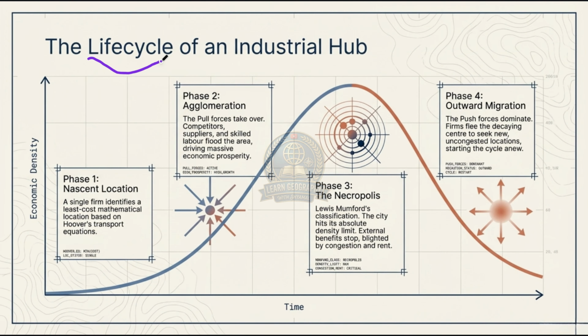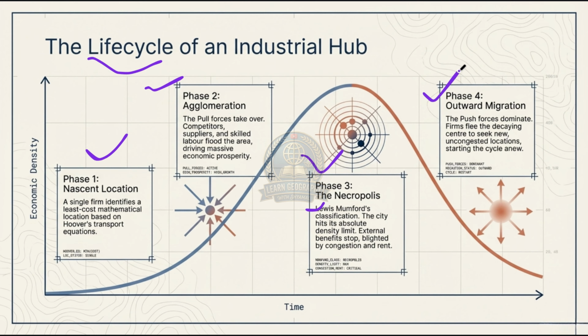Now the life cycle of an industrial hub. Phase 1, nascent location. A single firm identifies a least-cost mathematical location based on Hoover's transport equations. Phase 2, agglomeration. The pull forces take over; competitors, suppliers, and skilled labor flood the area, driving massive economic prosperity. Phase 3, the necropolis, Lewis Mumford's classification. The city hits its absolute density limit, external benefits stop, blighted by congestion and rent. Okay, we'll discuss this Lewis Mumford's theory in our next class.